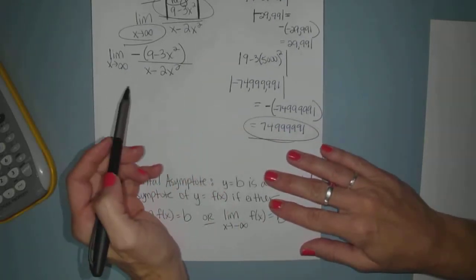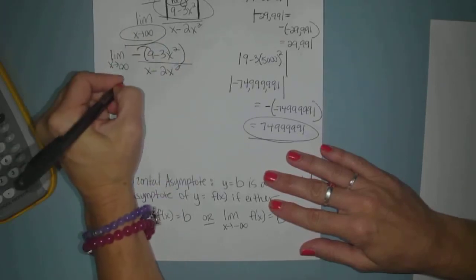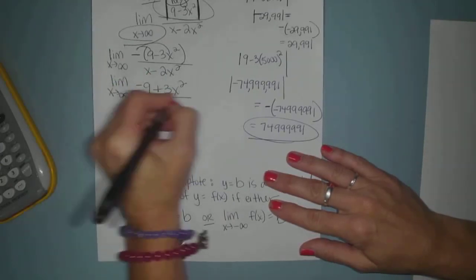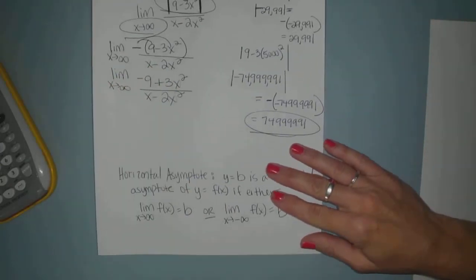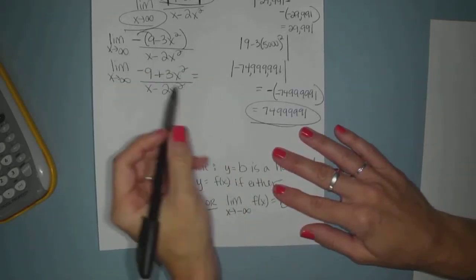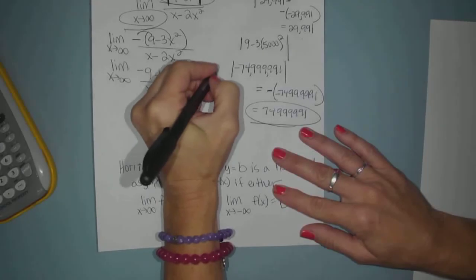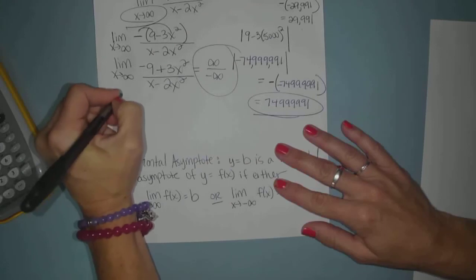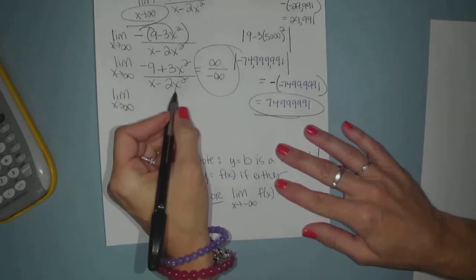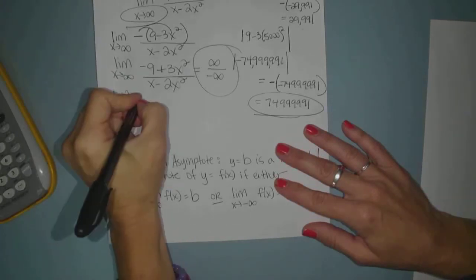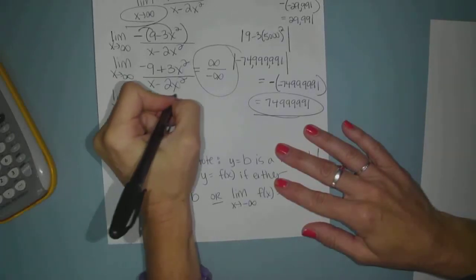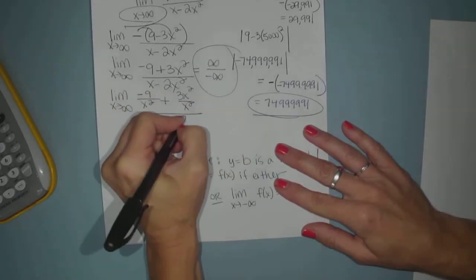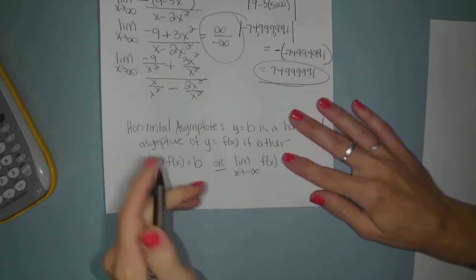What I like to do here once I drop the bars is distribute. So I'll have the limit as x approaches infinity of negative 9 plus 3x squared all over x minus 2x squared. When I plug infinity in by principle of dominance, I'm going to get infinity over negative infinity. That's undefined. So we're going to divide each term by the highest power of x in the denominator, which is x squared. So I'll have negative 9 over x squared plus 3x squared over x squared, all over x over x squared minus 2x squared over x squared.